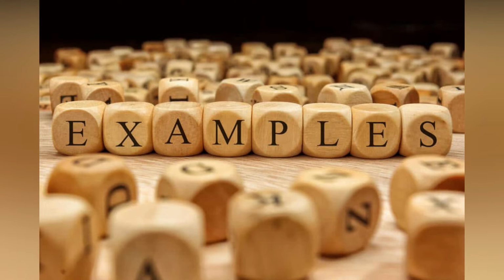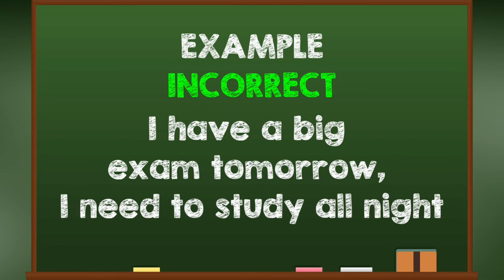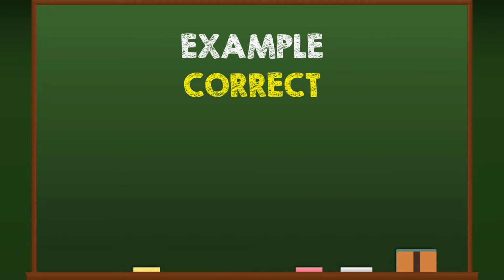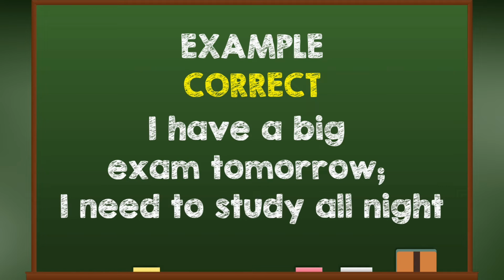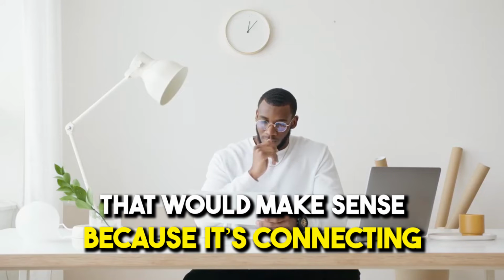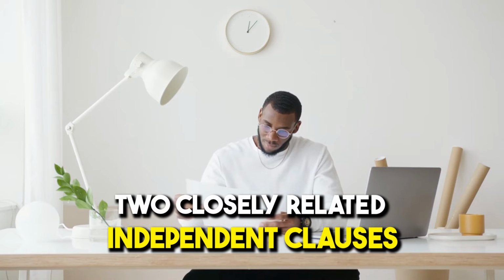Here's an example, an incorrect example. I have a big exam tomorrow, comma, I need to study all night. Here's a correct example using the semicolon. I have a big exam tomorrow, semicolon. I need to study all night. That would make sense because it's connecting two closely related independent clauses.